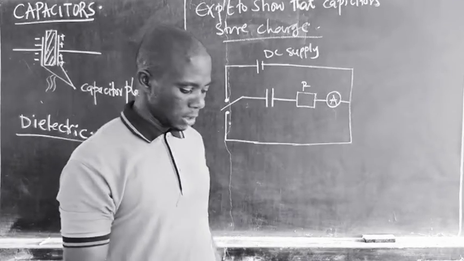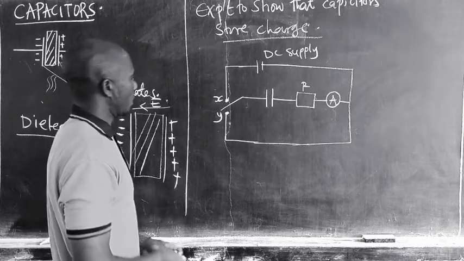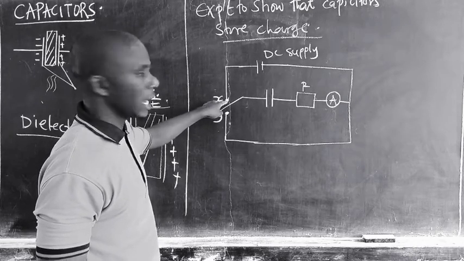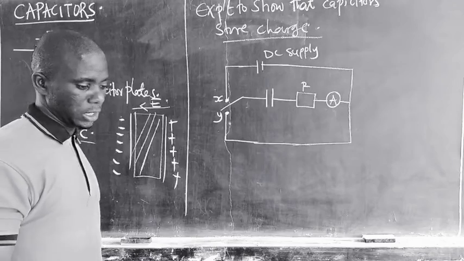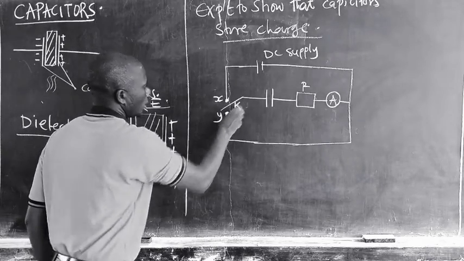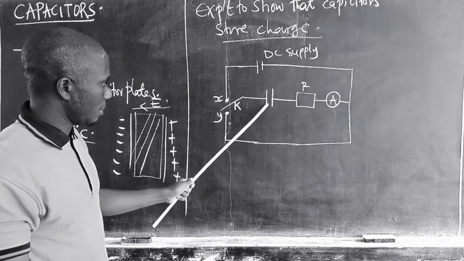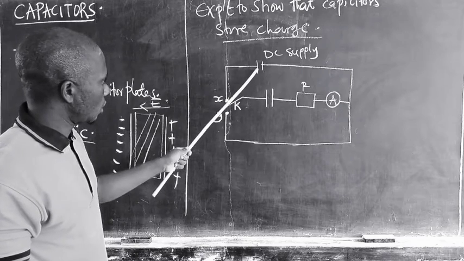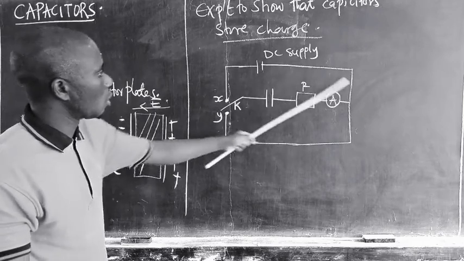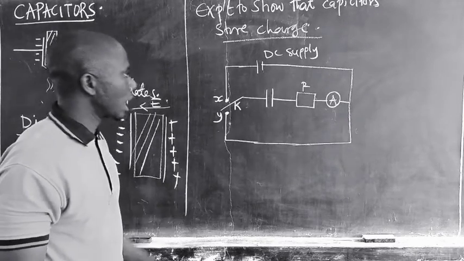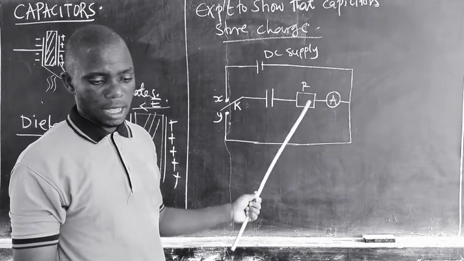Now, what happens? We can call this position X, and this one position Y. So what happens when this switch, which I call switch K, touches at position X? This capacitor will be charged, because this is the positive side, this is the negative side, and the circuit will be complete. So when it is charging, what shall you see? You are going to see current increasing as read by the ammeter.